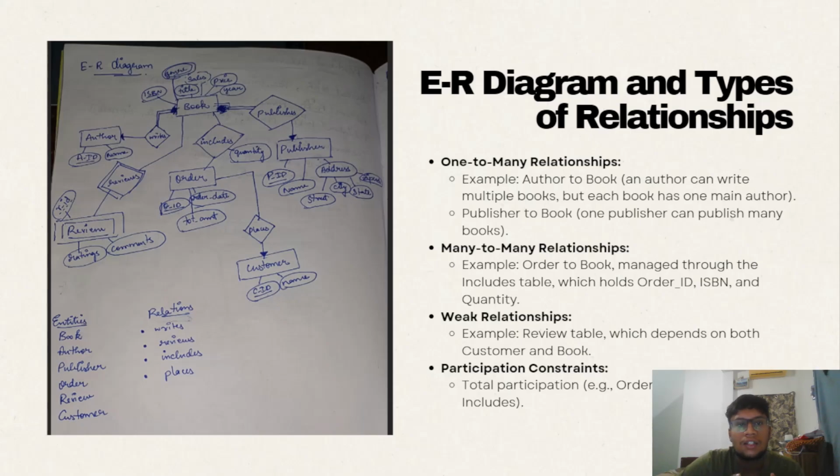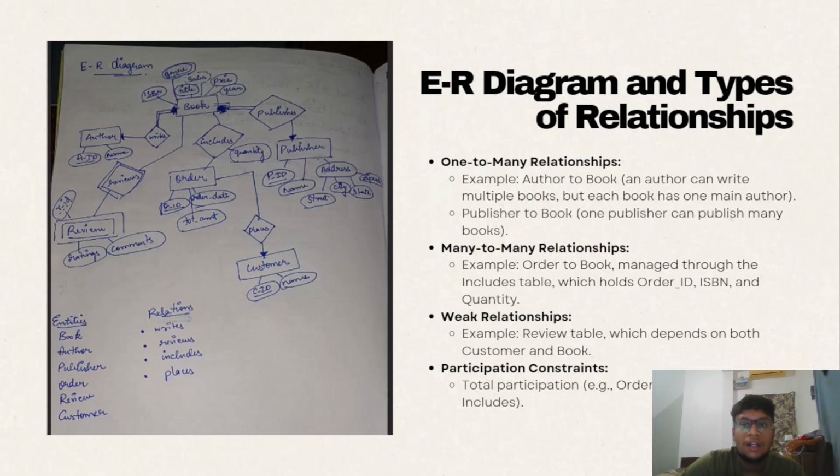This relationship between order and book is many-to-many because each order can include multiple books and each book can appear in multiple orders. So this is a very common scenario that we'll be handling if this database, the online bookstore management system, is put in an e-commerce website or somewhere else. This order and book relationship will be very helpful when it is many-to-many.